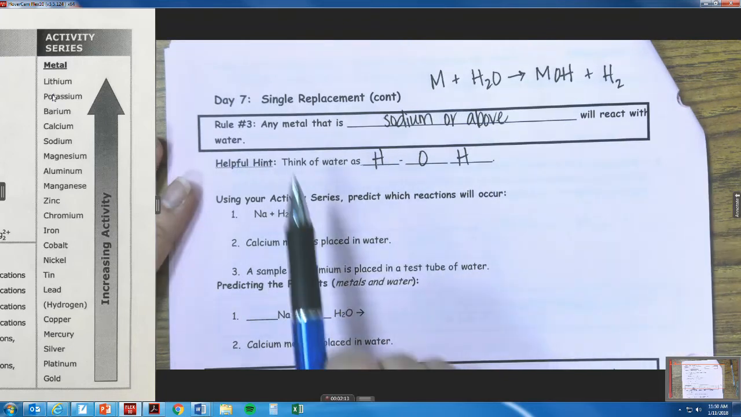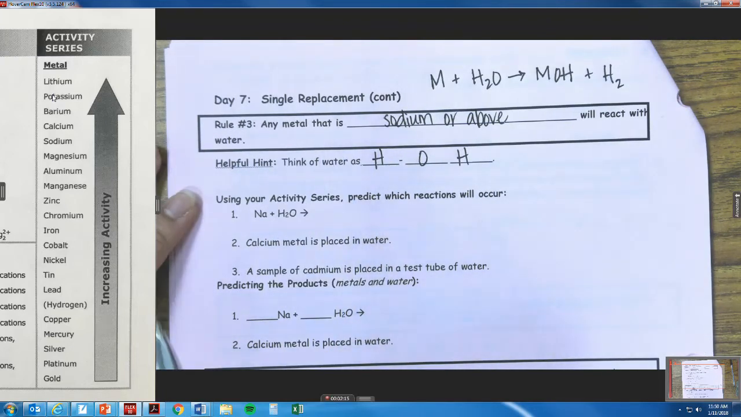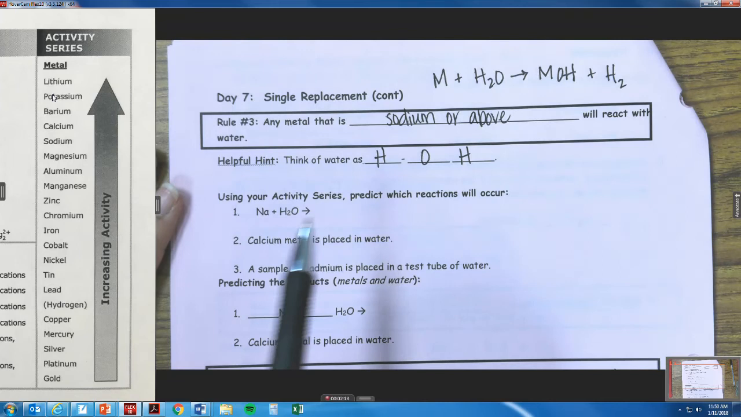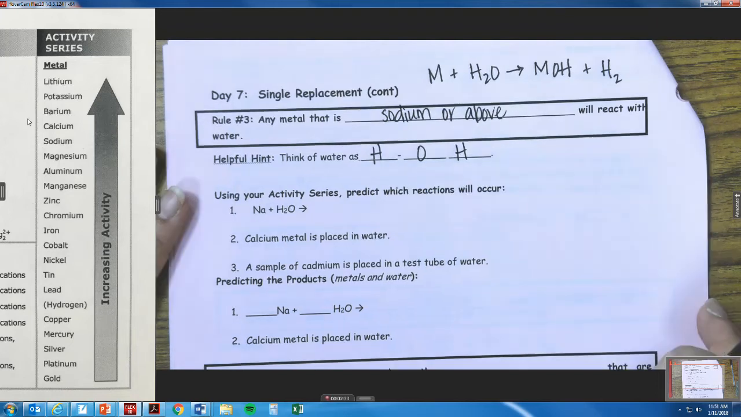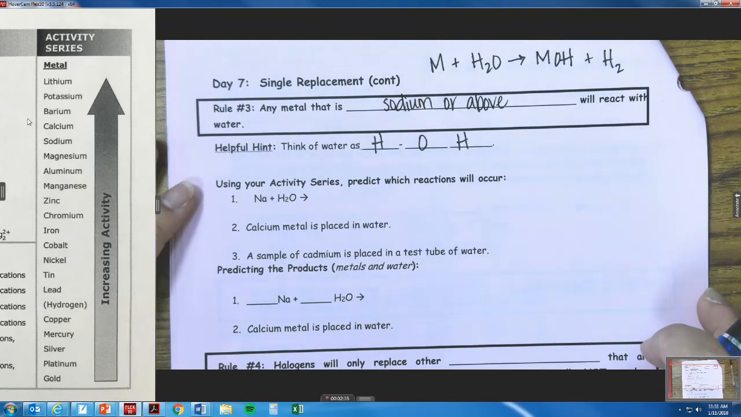Okay, so again, our rule is that our metal will only react with water if it's one of these 5 elements right here. So it has to be sodium or above. So sodium, calcium, barium, potassium, and lithium. Water will only react with these 5 metals. So let's take a look at our examples.